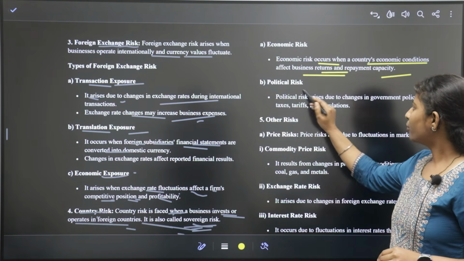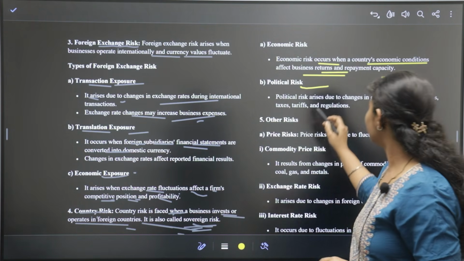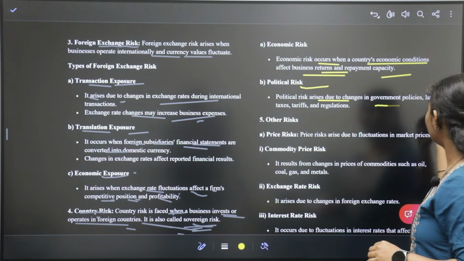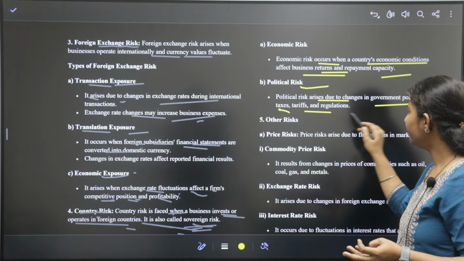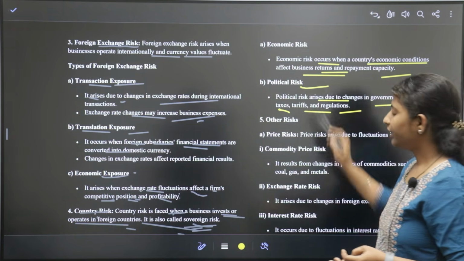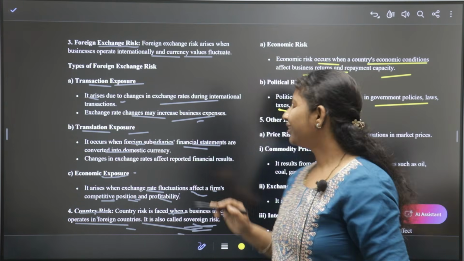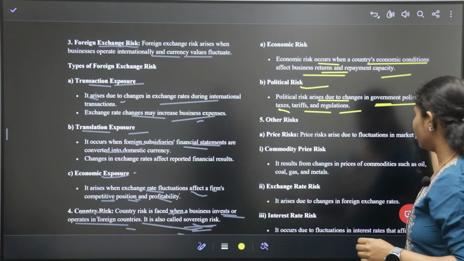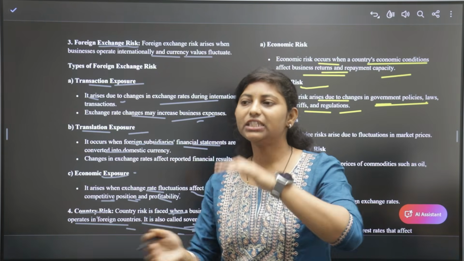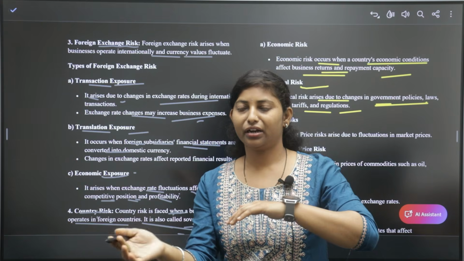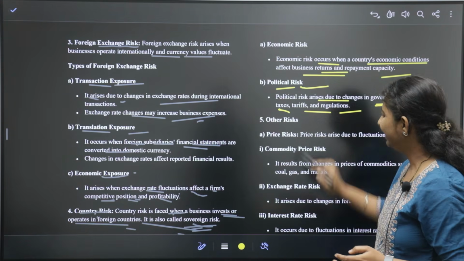Next we have political risk in our country risk. Political risk is nothing but the risk due to changes in government policies, laws, tax, tariffs and regulations. So political risk arises by these factors. The other country's government may change, laws may change, taxes may change, then our profits or returns from those invested countries may decrease. So these risks we say as a political risk.